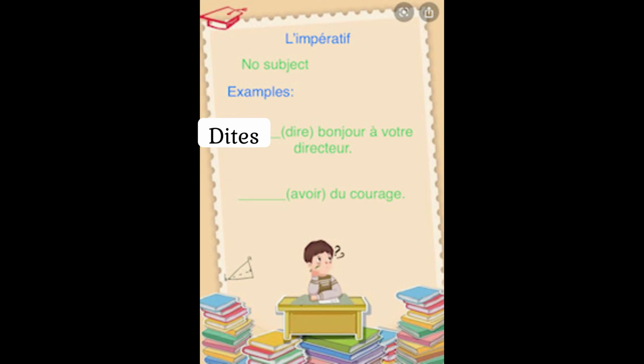Now we can see that there are no clues given in this sentence. So we can conjugate the verb avoir in the imperative tense in any form. So we can use any form. However, I am using the tu form, so we will write aie du courage.